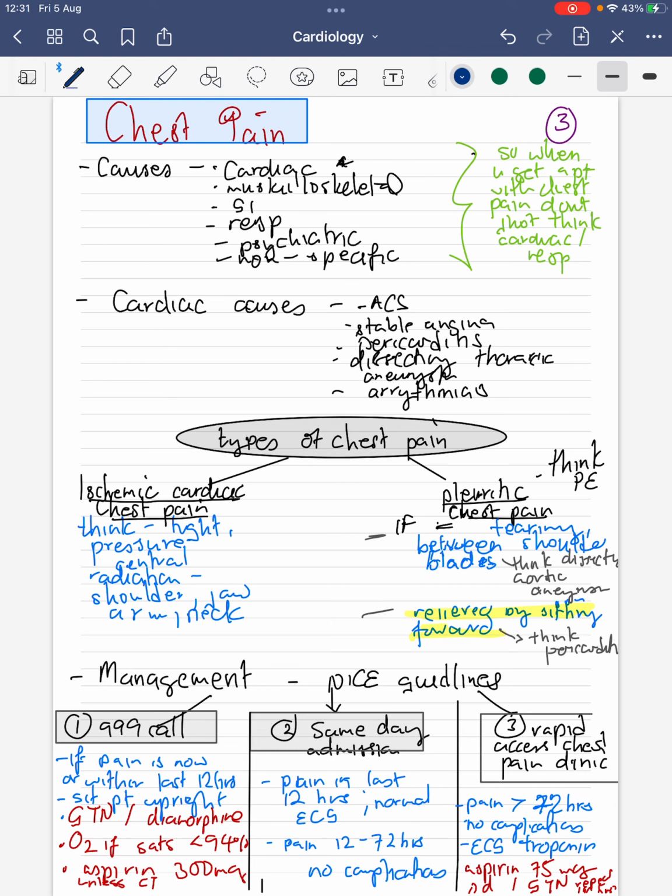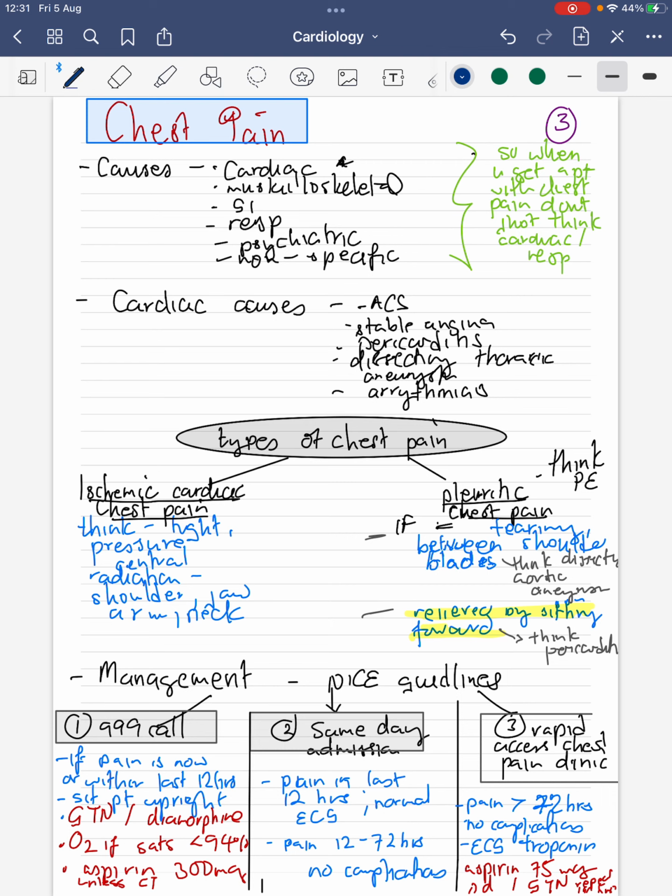So, chest pain causes. I know that in medical school we often focused on the cardiac causes of chest pain, but there are other causes too, such as musculoskeletal, respiratory, psychiatric, and also some non-specific causes. So when you get a patient with chest pain, we don't only think cardiac or respiratory, there are other causes too. But in this section, because it's cardiology, we just want to focus on cardiac causes. And cardiac causes of chest pain are normally your stable angina, pericarditis, dissecting thoracic aneurysm, and arrhythmias too.